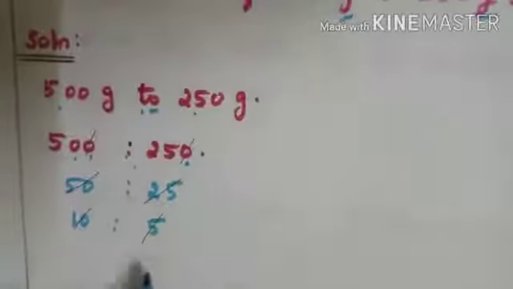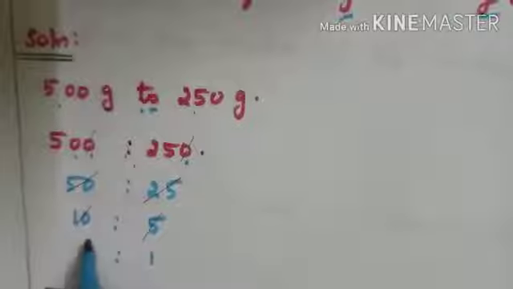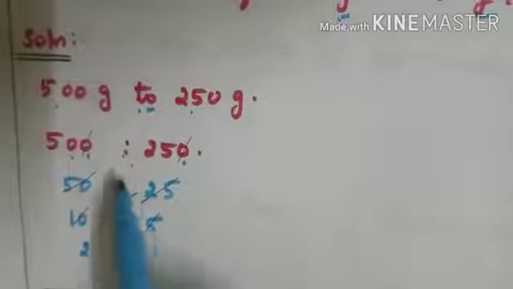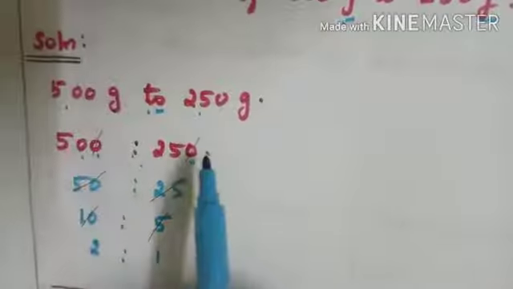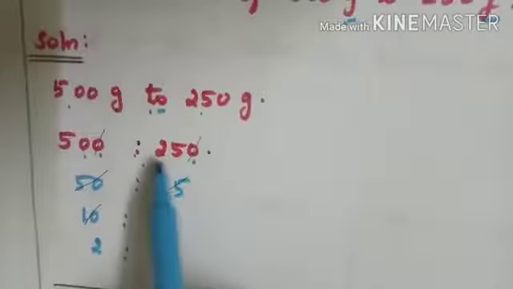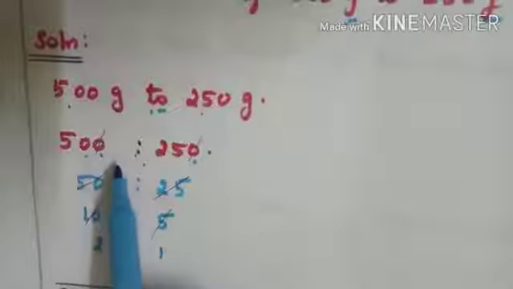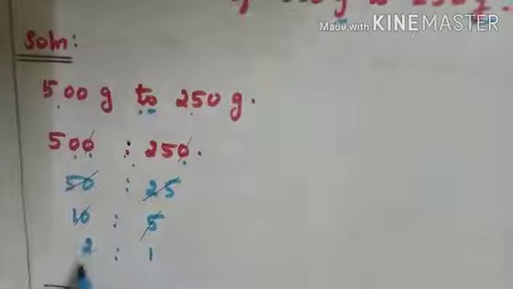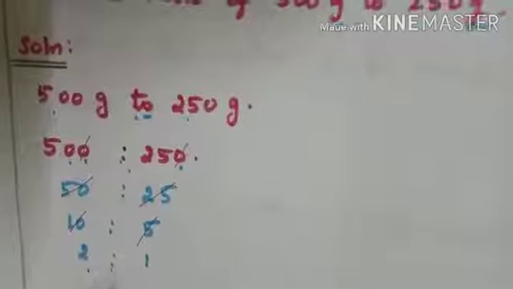So here you see 1 5 is 5. Here 2 5s are 10. 2 is to 1. So if you know the answer here itself, you can strike. 1 250 is 250, 2 250 or 500, like that you can strike. The answer is 2 is to 1.